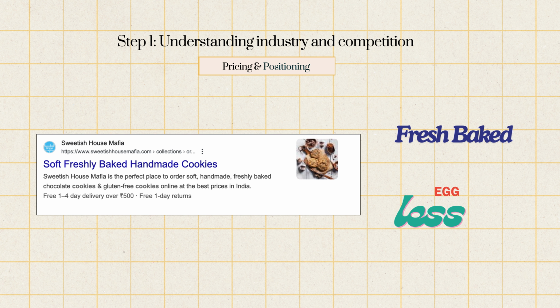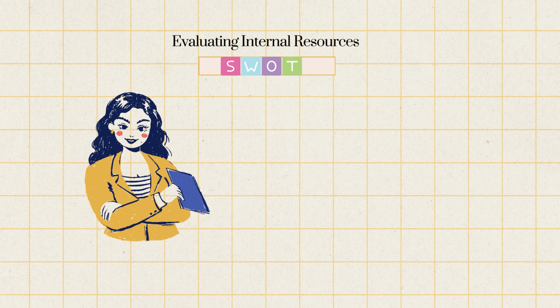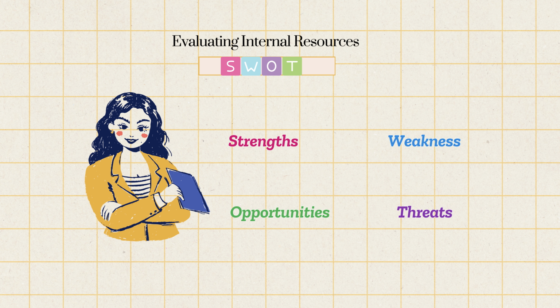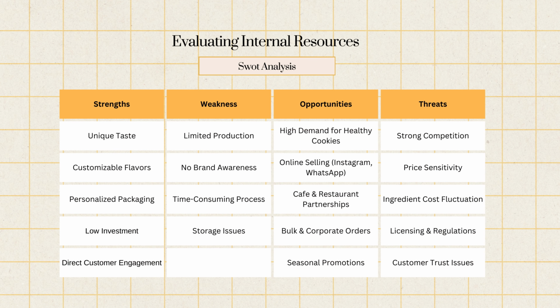Now that she understands market demand and competitors, the next step is evaluating her internal resources. She conducts a SWOT analysis to assess her business potential. To make it clearer, she lists her strengths, weaknesses, opportunities, and threats. By structuring her SWOT analysis in a table, she gains a clear understanding of her business. Now she knows what to leverage, where to improve, and how to position herself in the market.